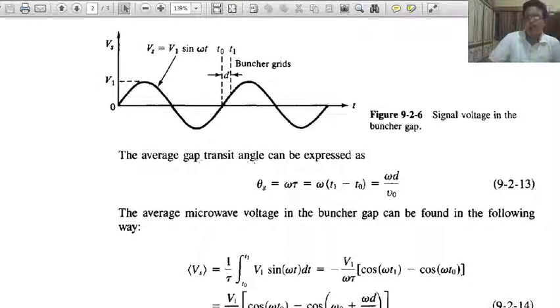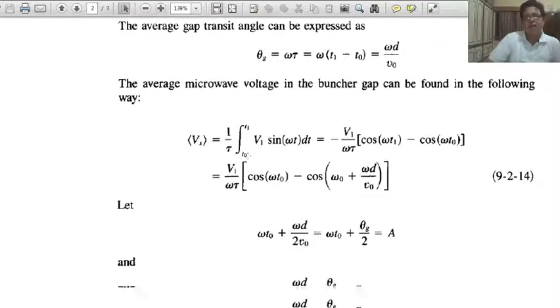What is the average gap transit angle? You just multiply omega with the transit time. Omega tau equal to omega times t1 minus t0, that is omega d upon v0. This is known as the average gap transit angle.